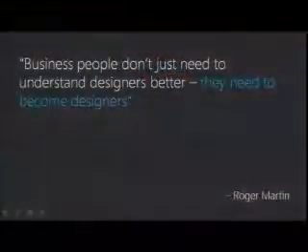Roger Martin's an interesting gentleman. He has written... anyone heard of Roger Martin? He's the dean of the Rotman School of Business, and he's probably one of the leading design thinkers of our time. And he's written this book called The Opposable Mind. Brilliant book. If you get a chance, do read it.